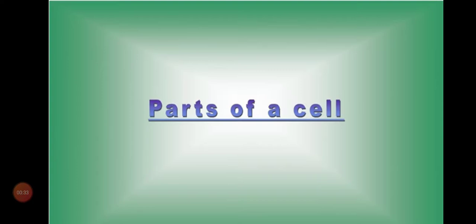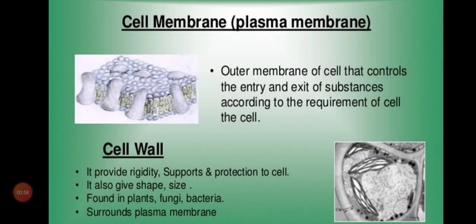In your syllabus, two things were given. One is plant cell and another is animal cell. So we want to learn about the plant cell structure and its parts, and the animal cell structure and its parts. First I will show you the plant cell and animal cell. Afterwards I will explain the parts of the plant cell and animal cell. Now look at the slide.